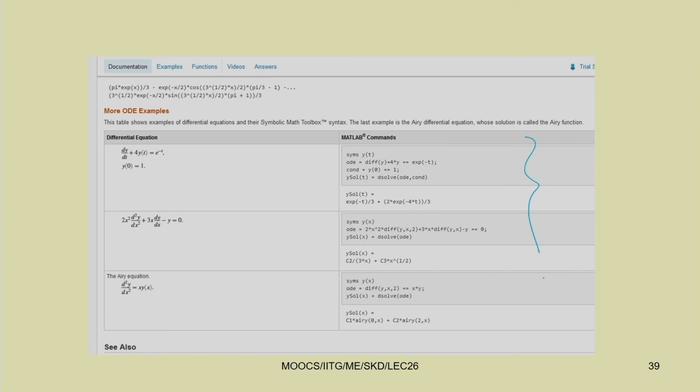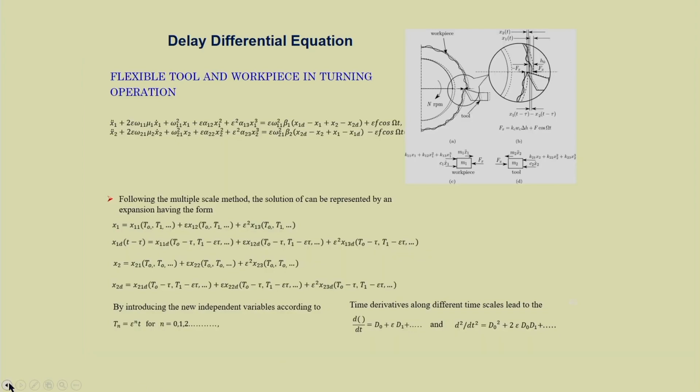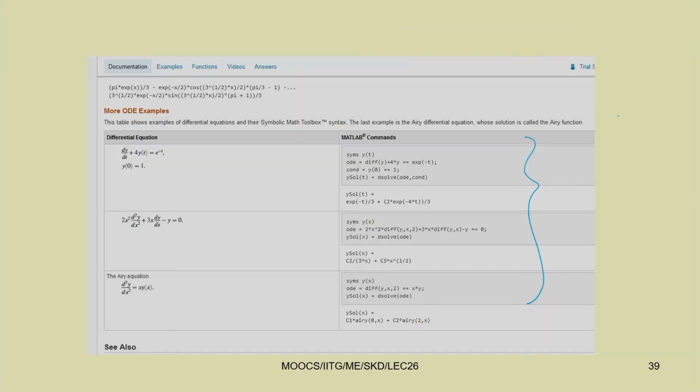Some functions using dsolve are written here. Similarly, you can use ODE. There are several ODE functions. You can use ODE23, particularly this is for stiff equations, then ODE45 you can use. So, ODE45 or ODE23 you can use, and if you have a delay differential equation, there you can use DDE23.